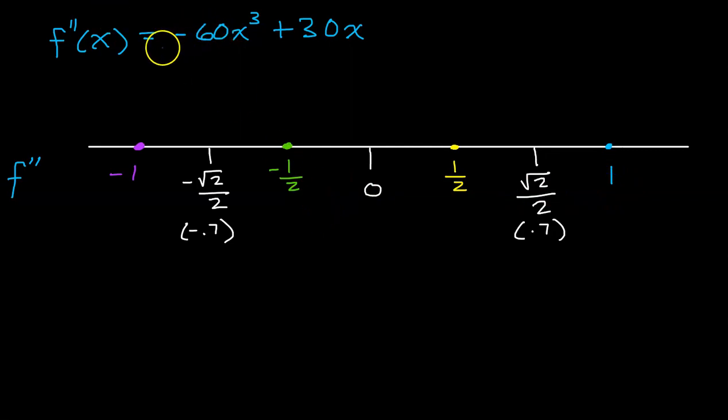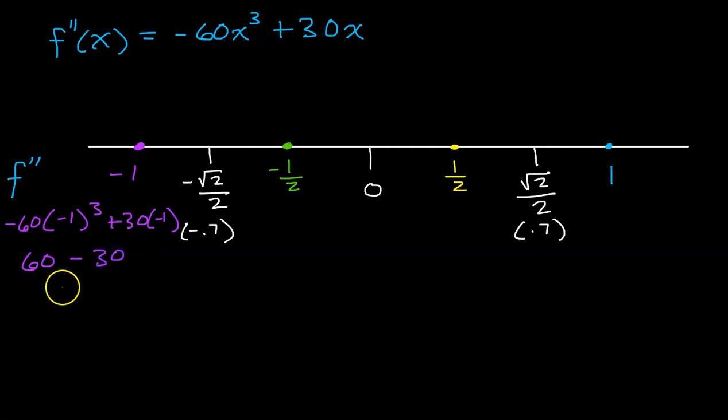And I copied the second derivative here for reference. So we're going to have -60 times -1 to the 3rd power plus 30 times -1. -1 to the 3rd power is still -1. Negative times negative is a positive, so that'll be 60. And then 30 times -1 is -30. That's going to leave us with a positive number. That tells us that the function will be concave upward in this interval.